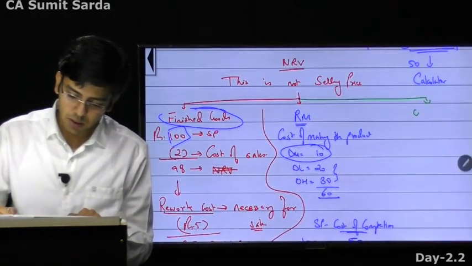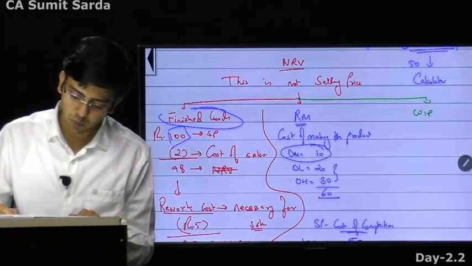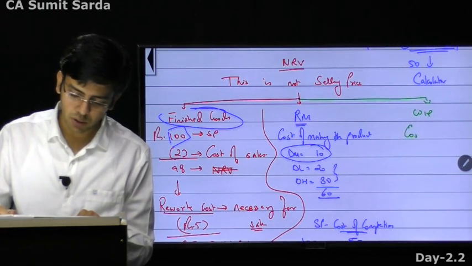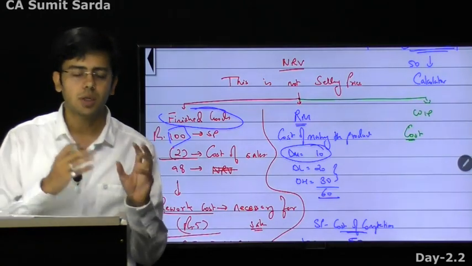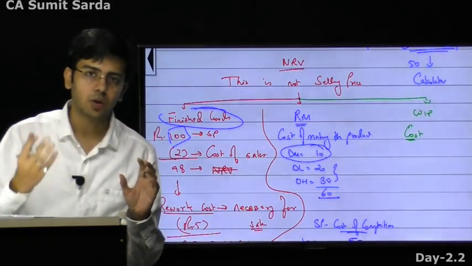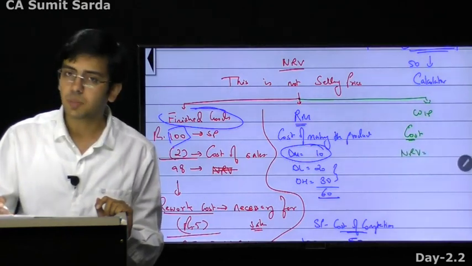And the last part is WIP, work in progress. Generally, work in progress is considered to be at cost. Generally, we cannot find the NRV of WIP. But okay, the concept is selling price less cost of further completion. So NRV can be found if there is any further completion cost that is left.